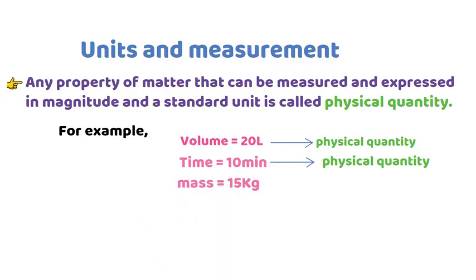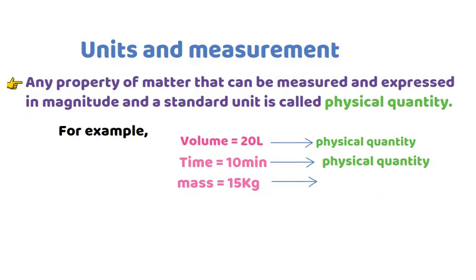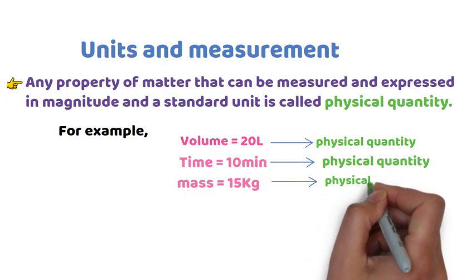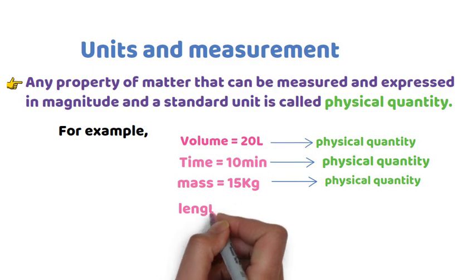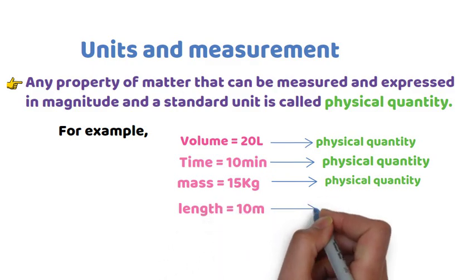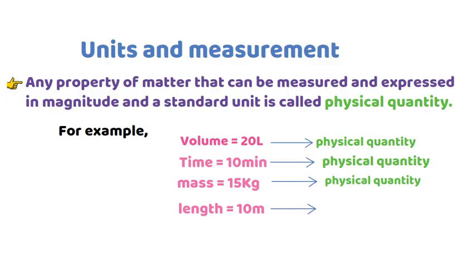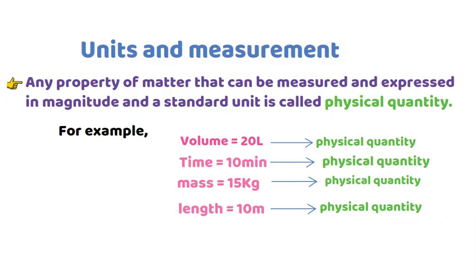Mass, 15 kilogram. So we can measure mass and express it by unit. Therefore, mass is a physical quantity. Length is a physical quantity because we can measure length and express it by unit. Therefore, length is a physical quantity.